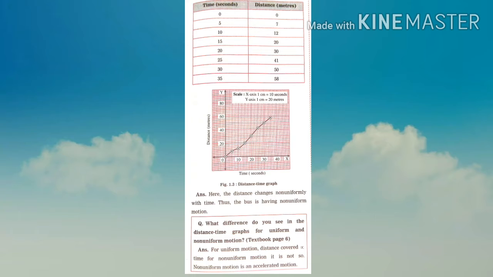Okay, there has to be a difference between the distance time graph for uniform and non-uniform motion. That is, for uniform motion, distance covered is directly proportional to time, but for non-uniform motion it is not.